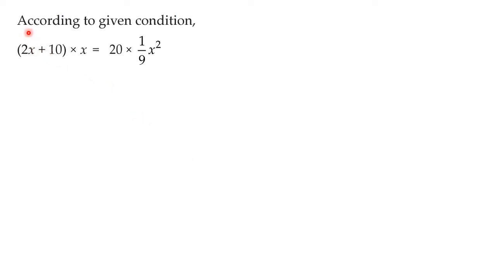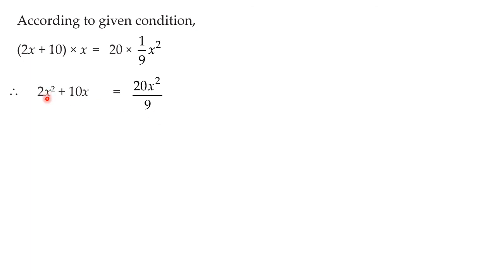So we can write according to given condition 2x plus 10 into x is equal to 20 into 1 upon 9x square. Okay, now here you can open the bracket. And here you can write down 20x square upon 9. So your next step is like this. 2x into x is 2x square and 10 into x is 10x. And here 20x square upon 9.